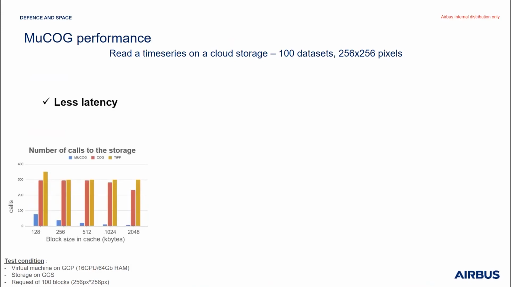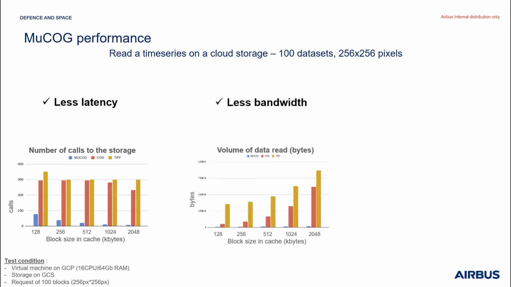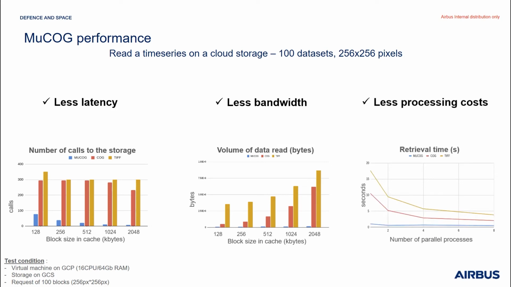The MuCOG is not mandatory, but it gives very good performance when it comes to reading a time series on a cloud storage. The MuCOG minimizes the latency by drastically decreasing the number of calls to the storage, in blue in the graphic. It reduces bandwidth usage by decreasing the volume of data read, and it results in a reduction of cost with a lower computing requirement. With a MuCOG, you can retrieve a block of 100 images in less than a second, which is 10 to 20 times faster than with COGs.